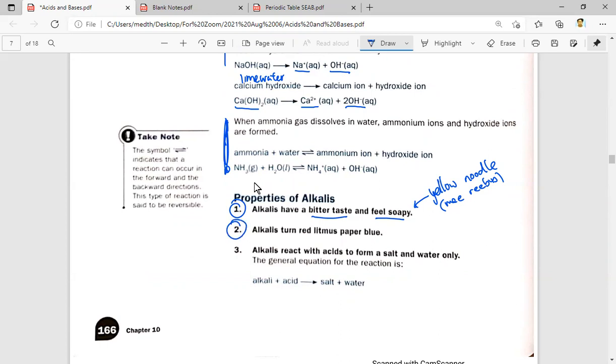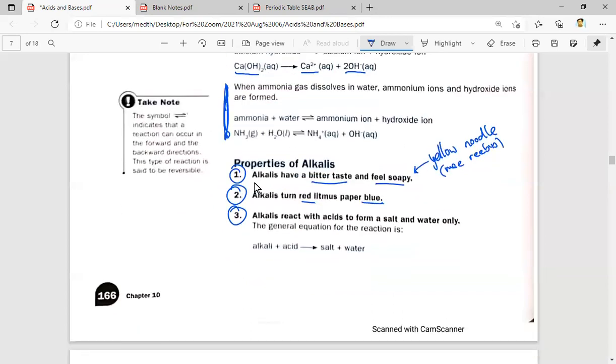Next, alkalis can turn red litmus paper to blue. This is the opposite of acids. Acids turn blue litmus to red, but alkalis turn red to blue. Next, alkalis react with acid to form salt and water only.